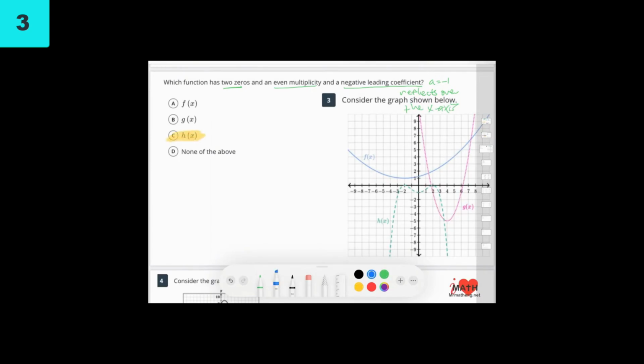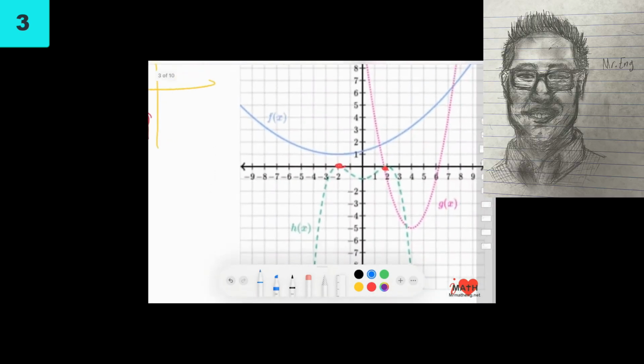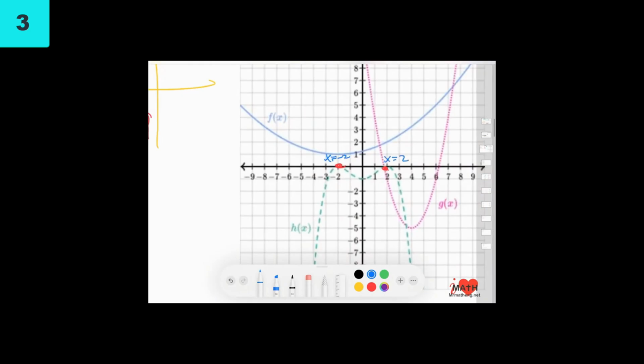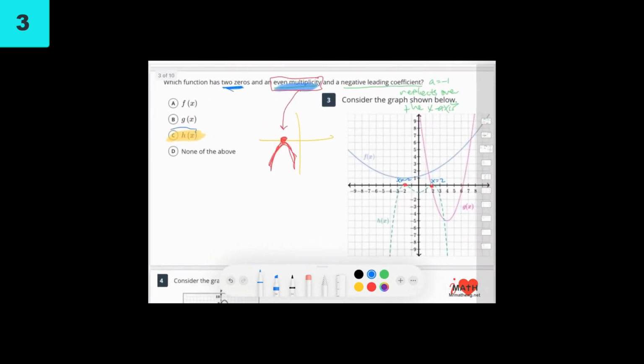But let's confirm that with the other clues. It has an even multiplicity. That basically means that at the x-axis there is a bounce. That's what even multiplicity means, right? There is a bounce to the graph. It bounces off, it kisses the x-axis and runs away. So we have that in here and here. And then the last clue is there are 2 zeros, and the zeros are x equals -2 and x equals +2. So that kind of confirms why h of x is our answer.